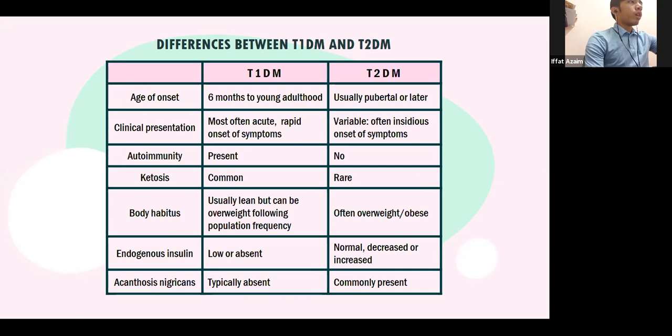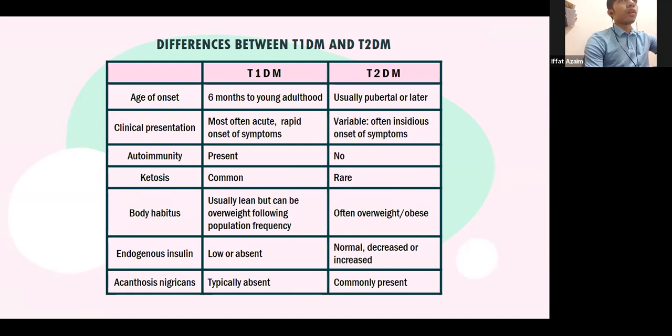For body habitus, for type 1 patients, usually lean but can be overweight following population frequency. Meanwhile, for type 2, usually associated with overweight and obese persons. Regarding the insulin in type 1, because there is pancreatic beta cell damage, the insulin will be low or absent.